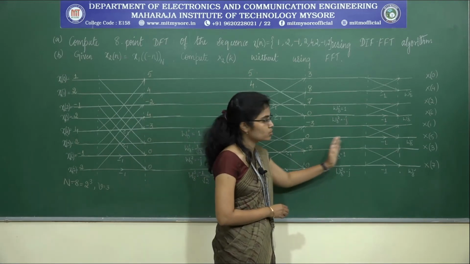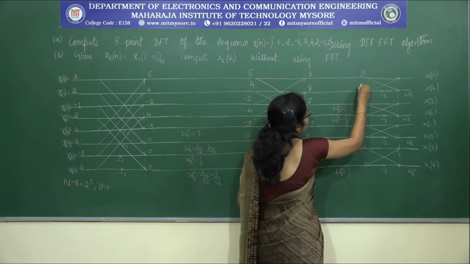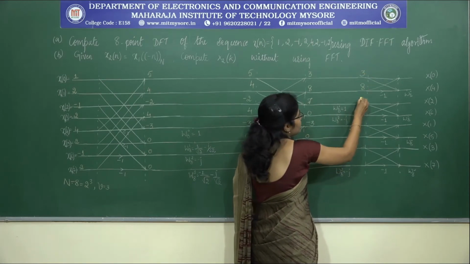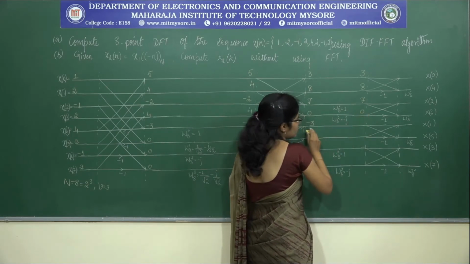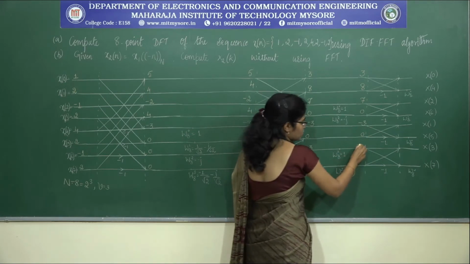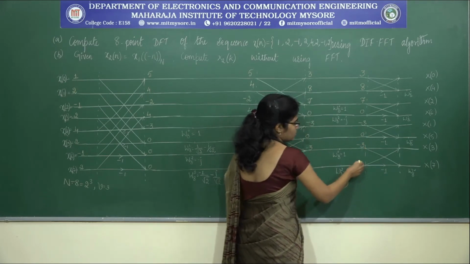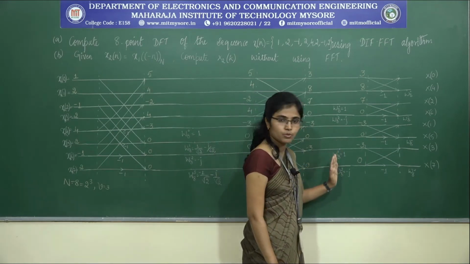So now let us try to write the input to the third stage. So 3 comes here, 8 comes here, 7 multiplied with 1 gives us 7. 0 with minus j gives us 0. 3 directly comes here, 0. Minus 3 into 1 is minus 3. 0 multiplied with minus j is 0. So now we are ready with the input to the third stage.